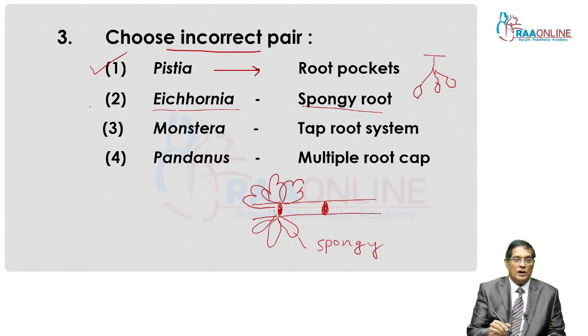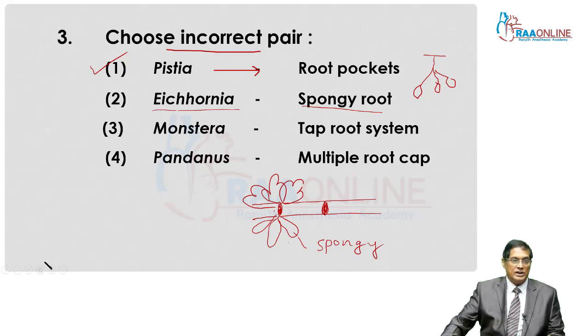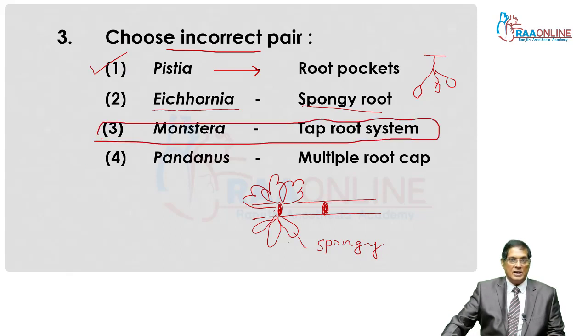Monstera is known for adventitious roots, so this option is wrong here. The incorrect match is Monstera. A taproot system is not found in Monstera. Roots arise from the nodal region. They are adventitious roots.